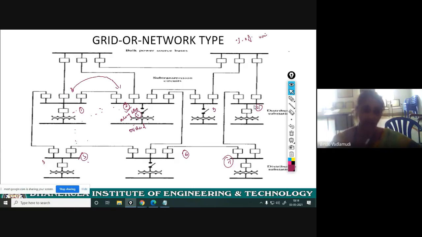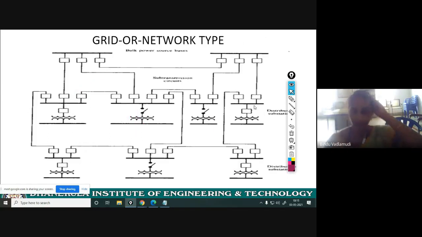Why? Because the primary requirement of that area is uninterrupted supply. So in this way you have to decide the type of arrangement as per the requirement. Is it clear? Did all of you understand? Yes, ma'am. Please all of you copy down this diagram and inform me after completing.